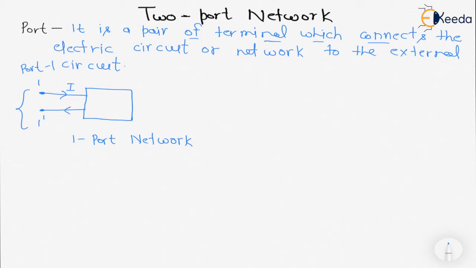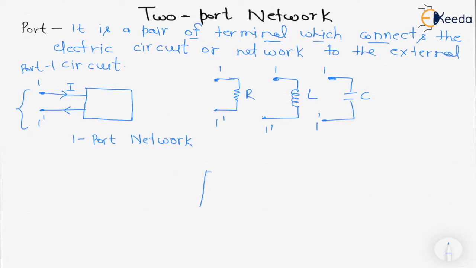And the actual examples of single port network are resistor, this is 1 and this is 1 dash, inductor, all the basic components 1, 1 dash, as well as capacitors. There are many, but I am writing here the basic components. So on the basis of ports available in the circuit, we can define one port or two port or multi-port. So here I have written the example of single port.